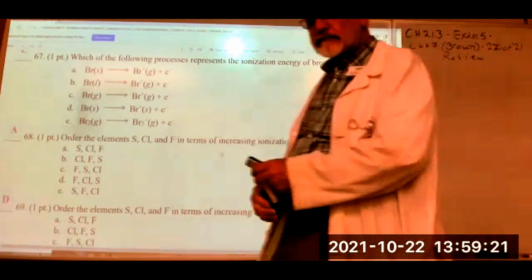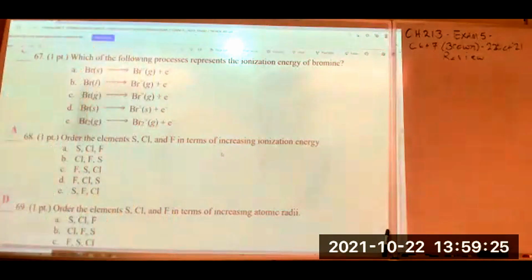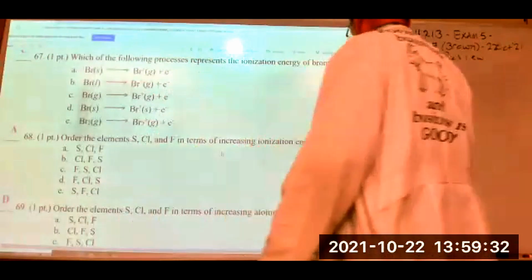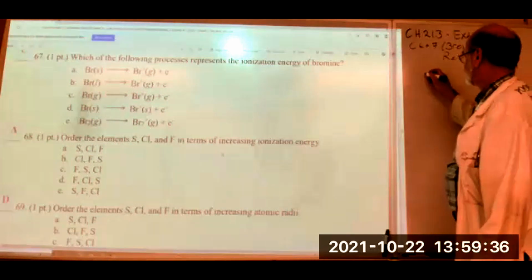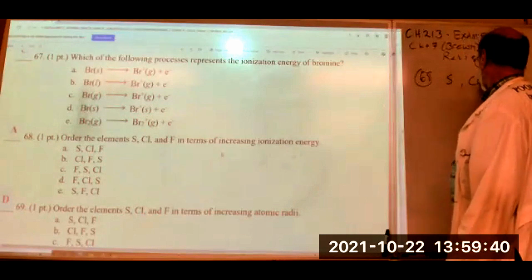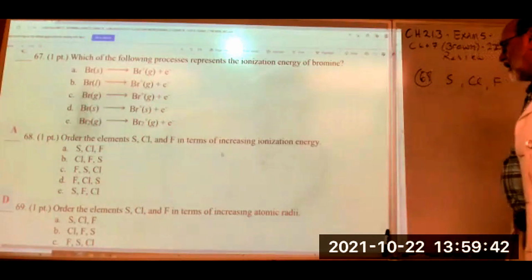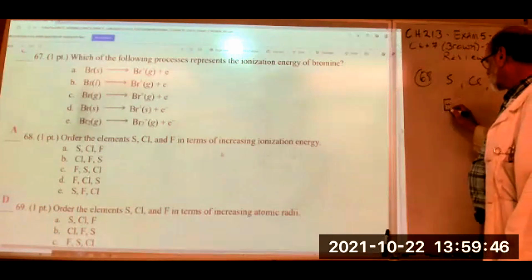67. 68. Okay, order the elements sulfur, chlorine, and fluorine by increasing ionization energy. Okay.